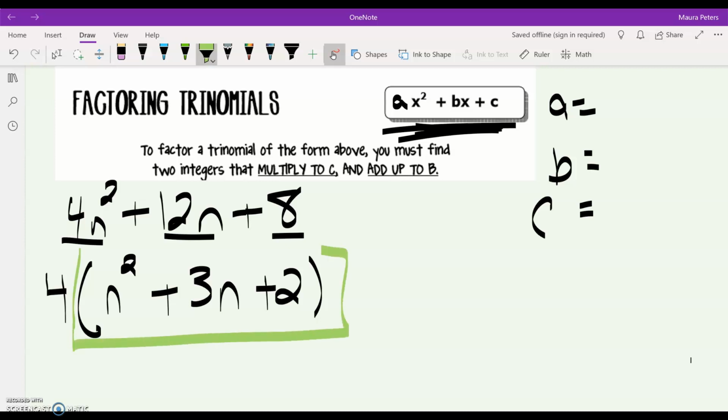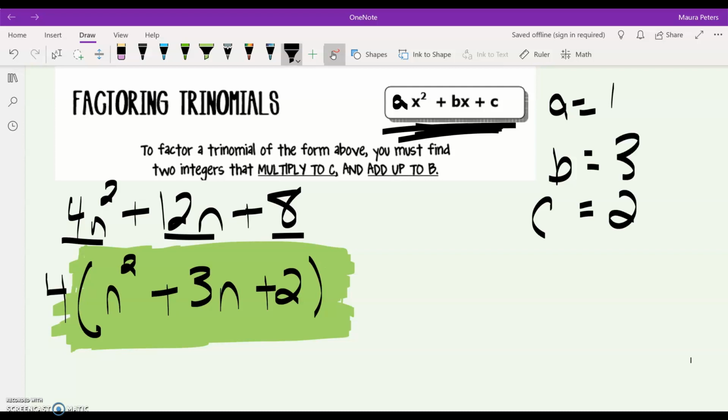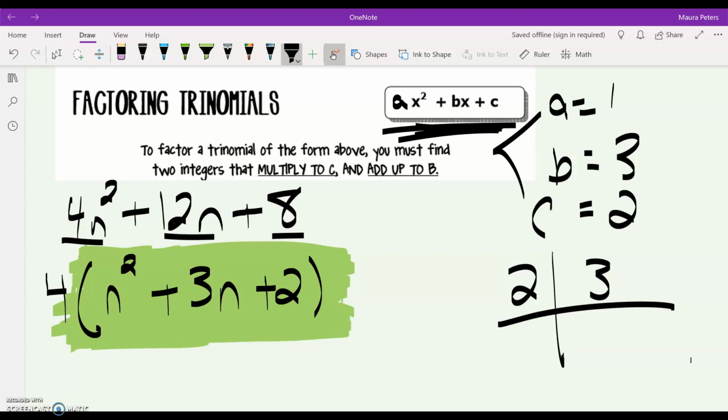And now what I'm really concerned about here is this piece right here. Okay, super, super important that we are not done. Just because we took the greatest common factor out does not mean that we are finished. So we are going to take a look in here. And now notice that we can actually factor this the way we've been talking about today. Okay. A is 1, B is 3, C is 2. So A times C is 2. So I need two numbers that multiply to 2, but add to 3. This one's super easy. It's 2 and 1.